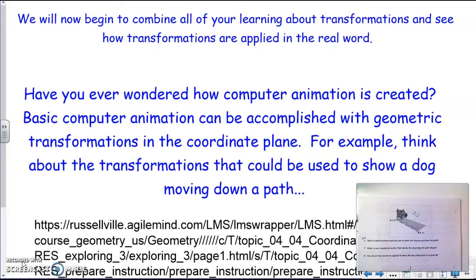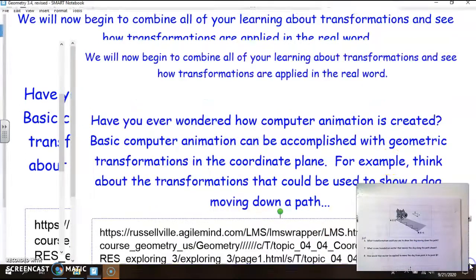My kids are so old I don't even keep up anymore, but basic computer animation can be accomplished with the geometric transformations that we've been learning in the coordinate plane. So we're going to look at, not on Call of Duty or Fortnite level for sure, but we're going to look at an animation here.